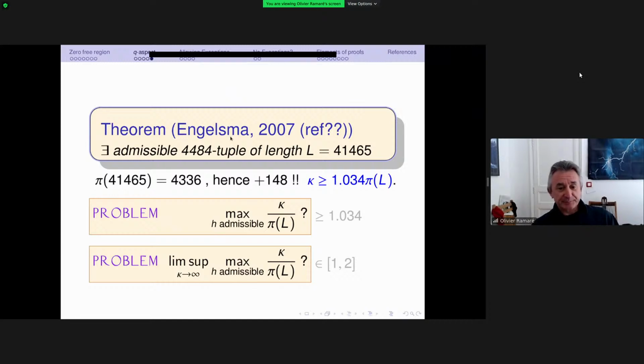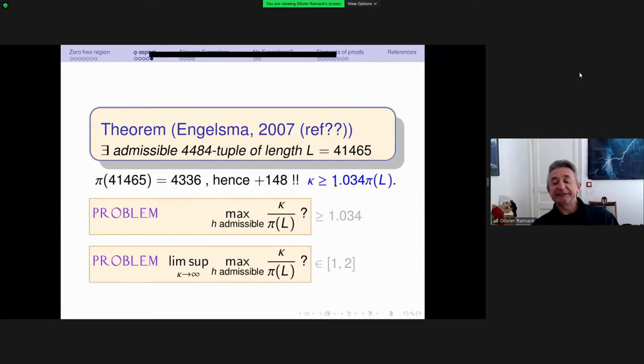There was a website by Engelsmar. This website has disappeared. I don't know when it disappeared, last year or the year before, in which he says that he has found an admissible tuple of this many numbers that was covering this length. But I don't have the tuple with me because the website has disappeared and I didn't copy it.